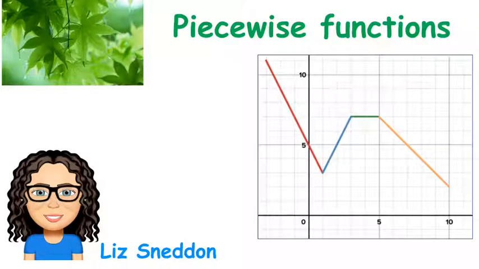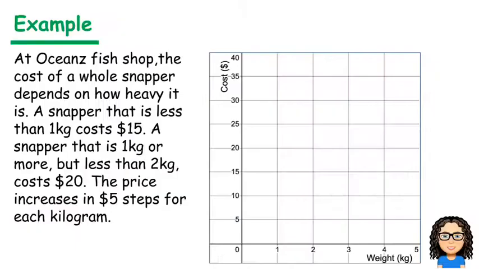Let's have a look at piecewise functions. So in our example, we're told at the Oceans Fish Shop, the cost of a whole snapper depends on how heavy it is. So a snapper that is less than 1 kilo costs $15. If it's between 1 kilo and 2 kilos, it costs $20. But then it increases in $5 steps after that.